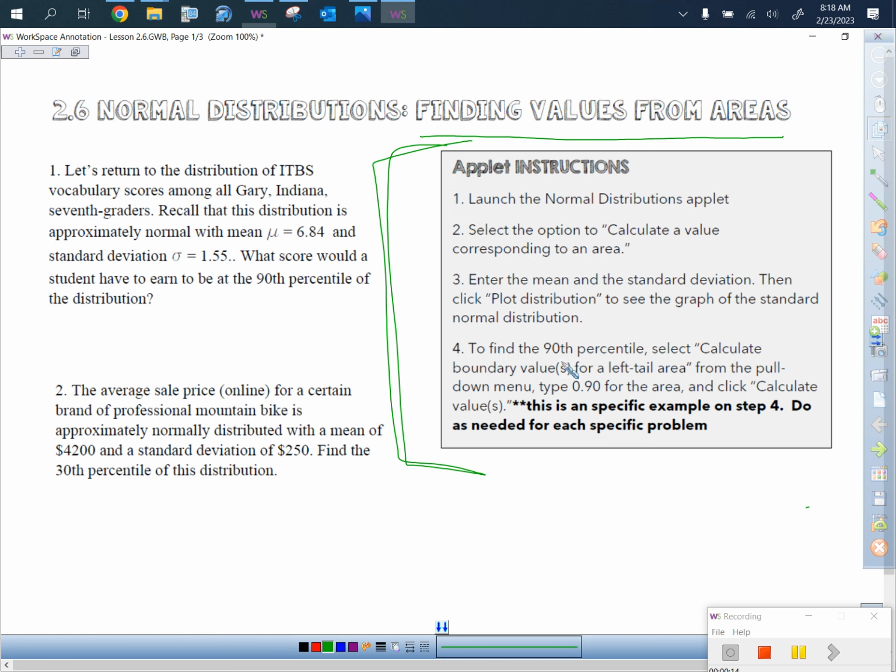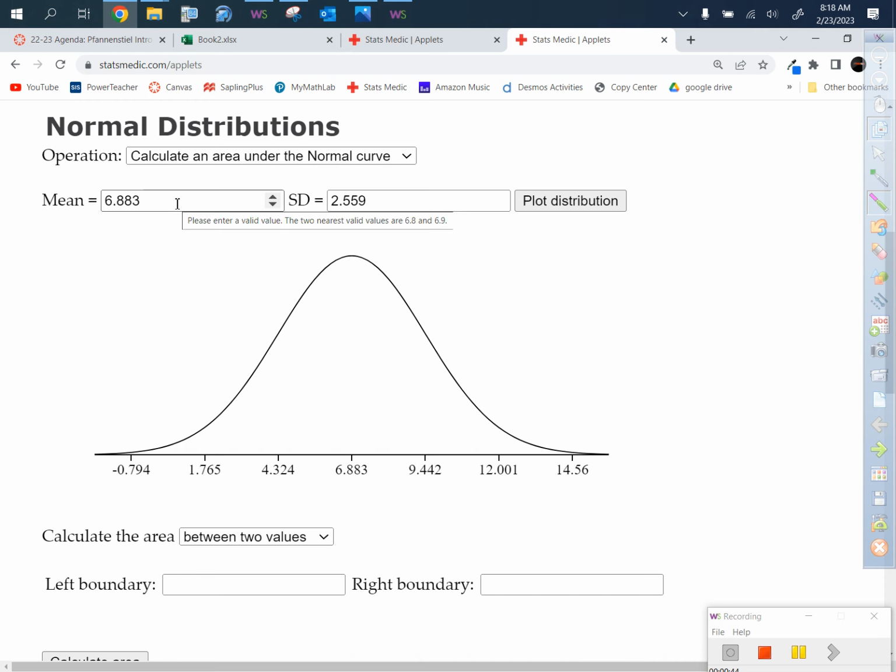So check it out. They keep bringing up this data about those vocab tests in Gary, Indiana. Here's the distribution. It's pretty normal, right, with a mean of this and a standard deviation of that. Let's go put that in the applet real quick, a mean of 6.84 and standard deviation of 1.55. So we got that in the applet, plot the distribution. Let's see what they ask us to do today, though.